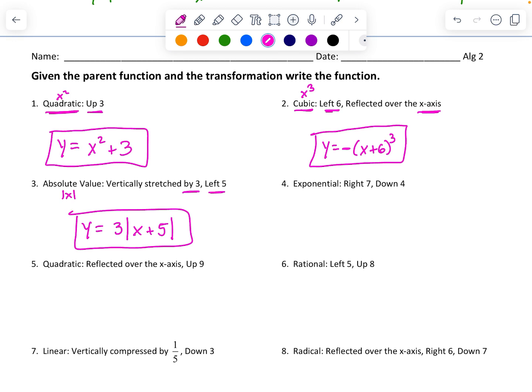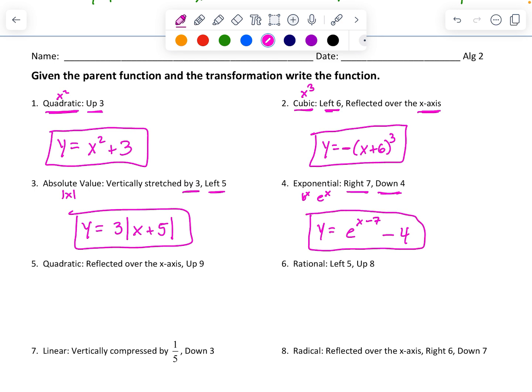Four, we've got an exponential, so base would be b to the x. However, most of this unit, we've seen it as e to the x, so I'm going to write it that way. So this will look like y equals e to the x. And when it says right 7, I know that should go inside of the function, so it's going to be a minus 7 in the exponent. And then the down 4 is going to tell me outside of the function there should be a minus 4.